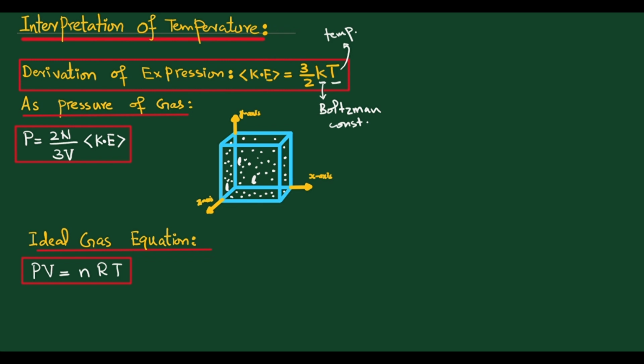To derive this relation, we know that the pressure of a gas P is equal to 2N divided by 3V times the average kinetic energy. If you don't know this result, you should check our playlist on deriving the pressure of a gas in a container, in which we derive that the pressure at any point in a container is P = 2N/3V times the average kinetic energy, where N is the number of molecules and V is the volume.